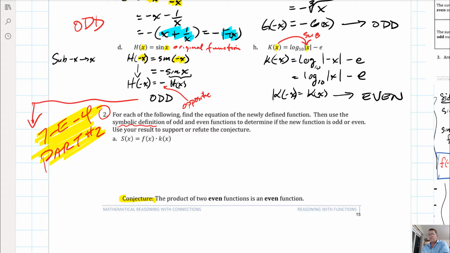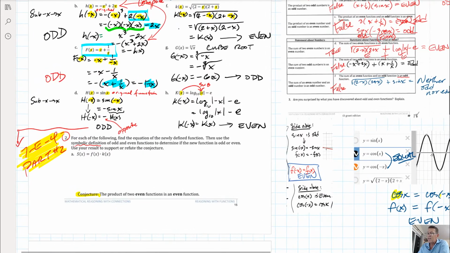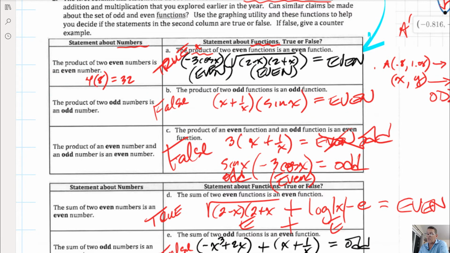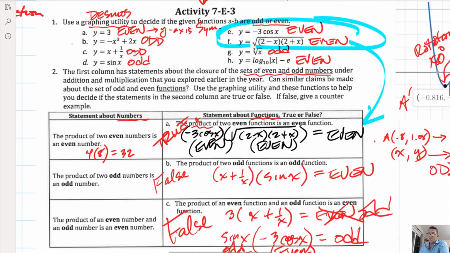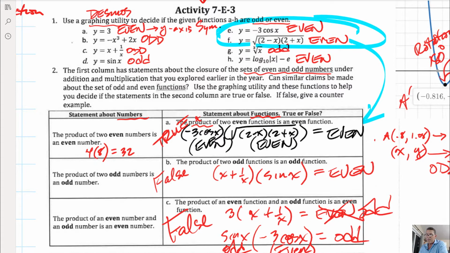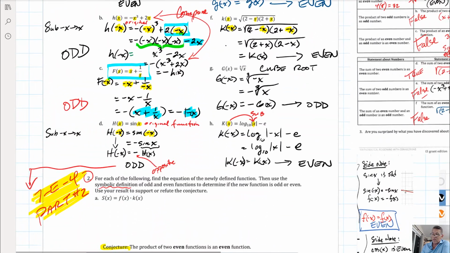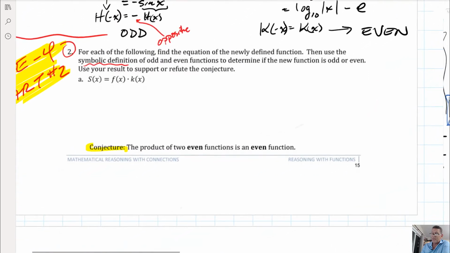We already know this one. If we just go off to the side and take a look at activity 7A3 off to the right here, this happens to be part A. Take a look at right here. We did it graphically, but we used these functions up here. So we don't want to do the graphical approach again. We know that a product of 2 even functions is an even function. We did that already. That was a true statement. We did it graphically. Now we do it symbolically. So we're taking our skills and applying them to the new concept, that meaning the symbolic definition.